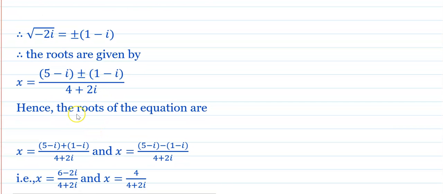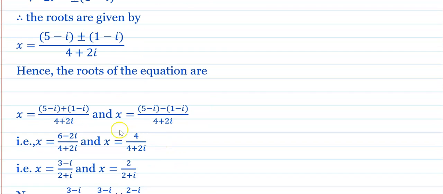Once we take plus, once we take minus. After taking plus, 5 plus 1 you will get 6, minus i minus 2i upon 4 plus 2i. And for the other, if we open the bracket, then what you will get? That is 5 minus i minus 1 plus i upon 4 plus 2i. The plus i minus i get cancelled. 5 minus i, that is 4 upon 4 plus 2i.